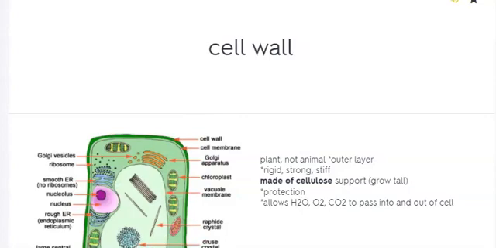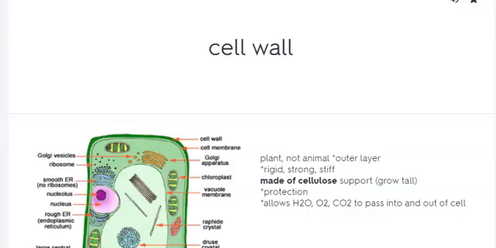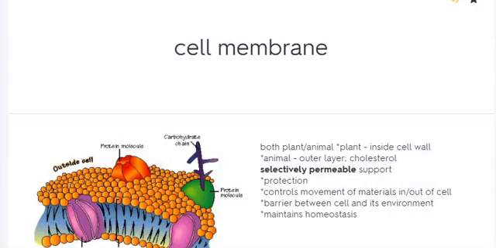Cell wall. Plant, not animal. Outer layer rigid, strong, stiff, made of cellulose. Support, protection, allows H2O, O2, CO2 to pass into and out of cell. Cell membrane, both plant and animal. Plant: inside cell wall; animal: outer layer. Cholesterol, selectively permeable. Support, protection, controls movement of materials in and out of cell. Barrier between cell and its environment, maintains homeostasis.